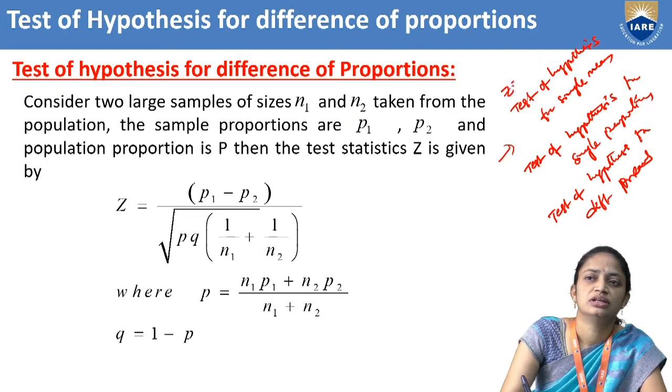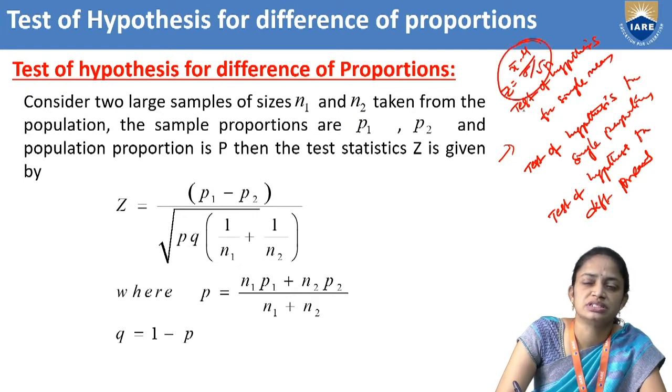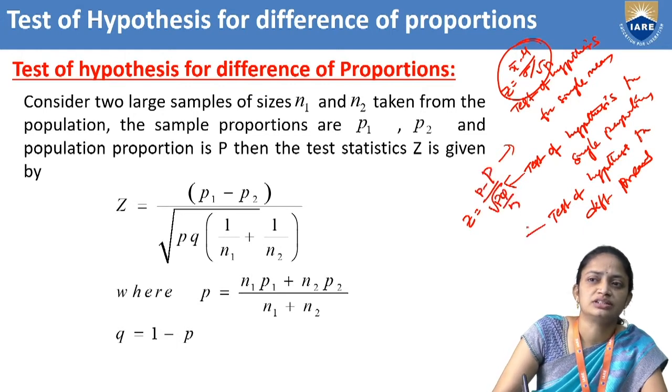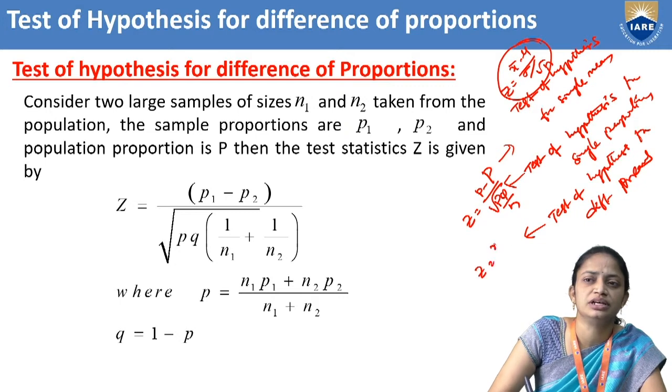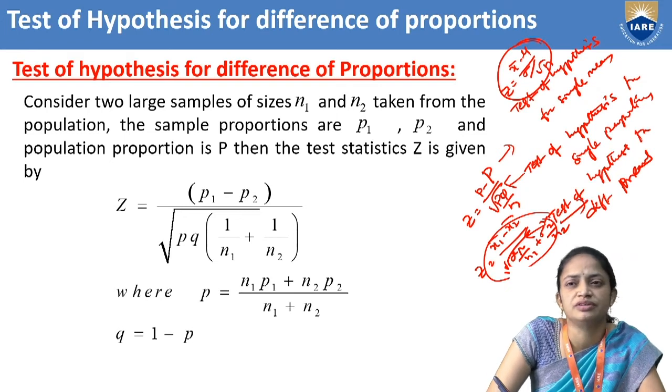The formula of test of hypothesis for single mean is z equal to x bar minus mu by sigma by root n, and test of hypothesis for single proportion is z equal to small p minus capital P divided by under root of pq by n, and test of hypothesis for difference of means is z equal to x1 bar minus x2 bar divided by under root of sigma 1 square by n1 plus sigma 2 square by n2. So this is the formula for test of hypothesis for difference of means.